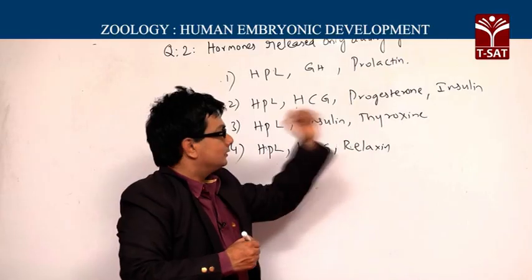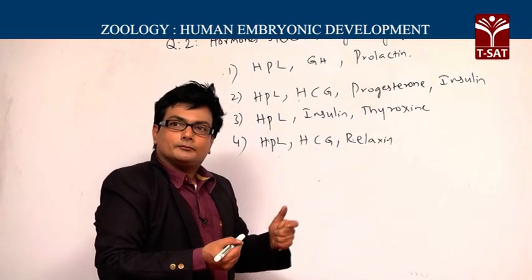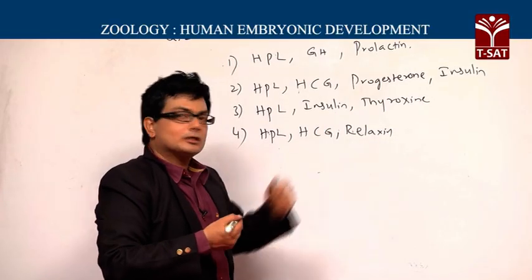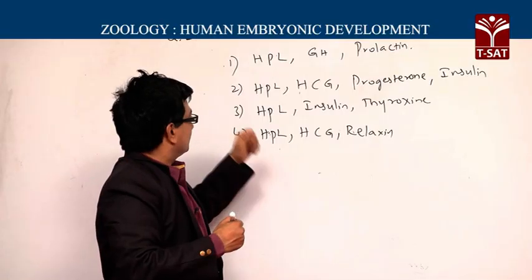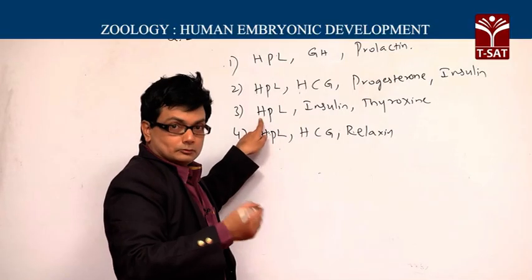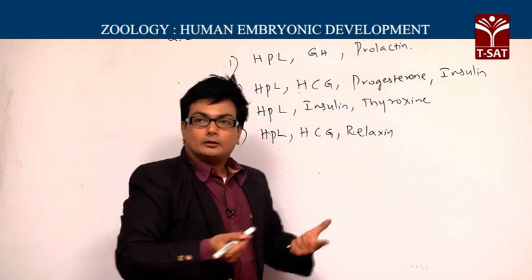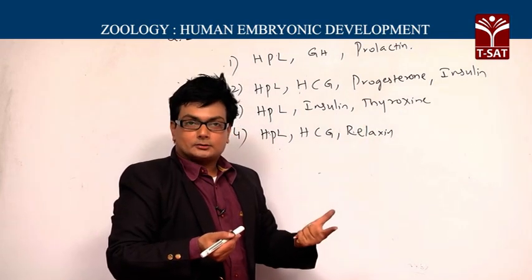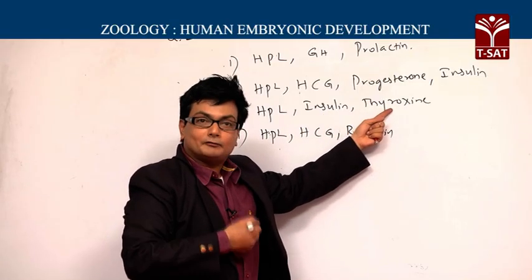In this set, insulin is the wrong pick because insulin is required whether the female is pregnant or not. Insulin is a must to maintain carbohydrate metabolism. What about the third one? HPL, okay, but insulin and thyroxine will be incorrect because these two are a must to maintain the sugar level and also the metabolic rate in a non-pregnant female.